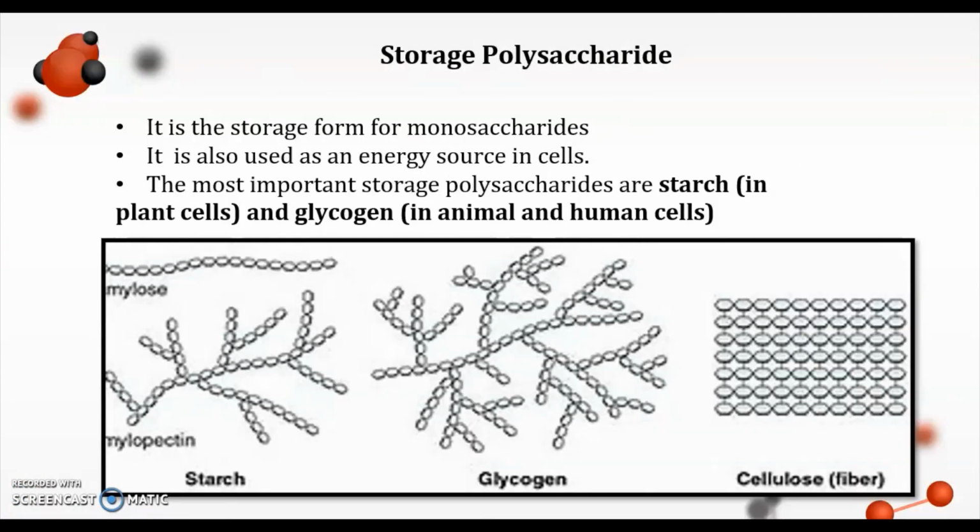The first example of polysaccharide is a storage polysaccharide. This is a storage form for monosaccharides. They are also used as an energy source in cells. The most important storage polysaccharides are starch, which is found in plant cells, and glycogen, which is found in animal cells.